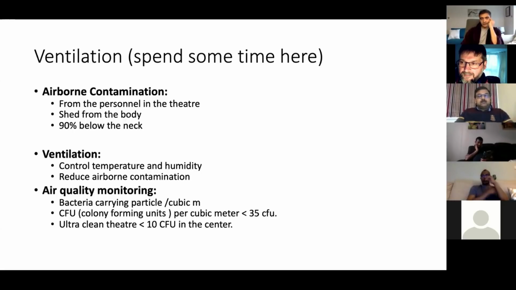calculated. So in a normal operation theater, the CFU per cubic meter is about 35, whereas to define a theater as an ultra clean theater, which is the aim of all orthopedic theaters, especially where arthroplasties are performed, it should be less than 10 CFU in the center, which means in the area just around the operating table.